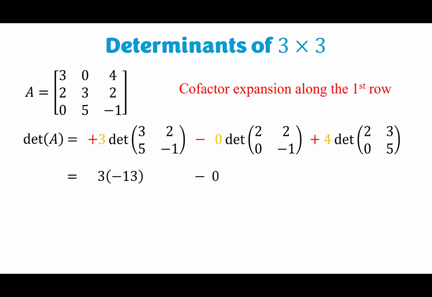We already saw how to calculate determinants of 2 by 2 matrices. So we can do that calculation right here. We have 3 times negative 13 minus 0. Now the determinant being multiplied by that doesn't matter because this is 0. Then we have plus 4 times 10. So that last determinant was 10. And this simplifies to a determinant of the matrix being 1.